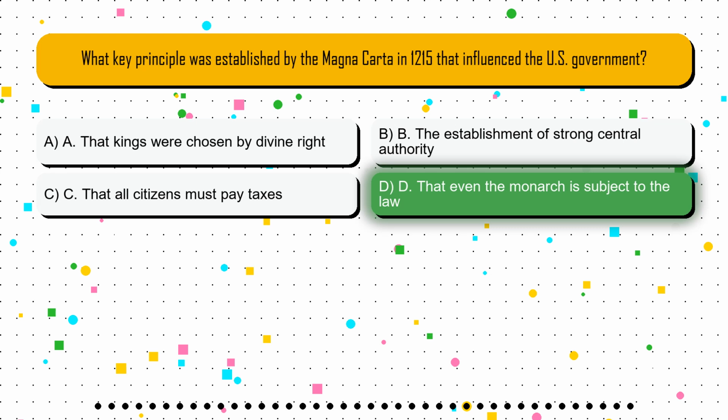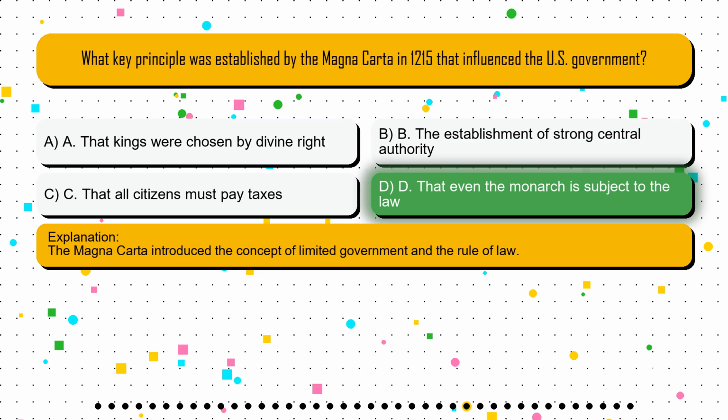The correct answer is option D. That even the monarch is subject to the law. The Magna Carta introduced the concept of limited government and the rule of law.